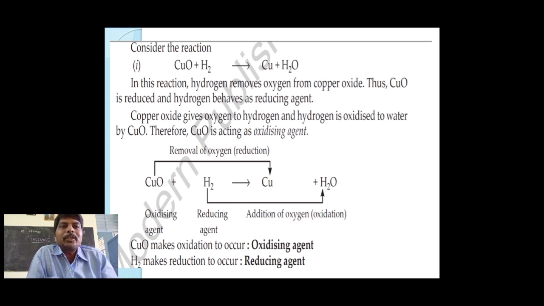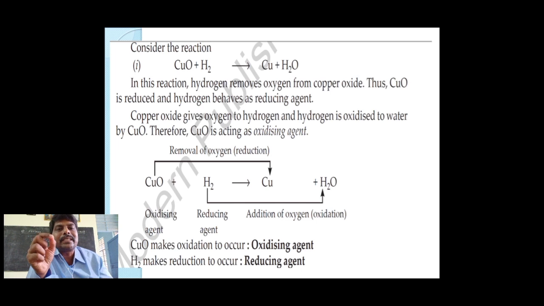Then H2 acts as a reducing agent because CuO is converted into Cu. In that process, removal of oxygen means reduction. To make reduction occur, which one is helpful? Hydrogen. So hydrogen is used as a reducing agent. Copper oxide gives oxygen. It is providing oxygen to H2 to become H2O. H2 is converted into H2O.